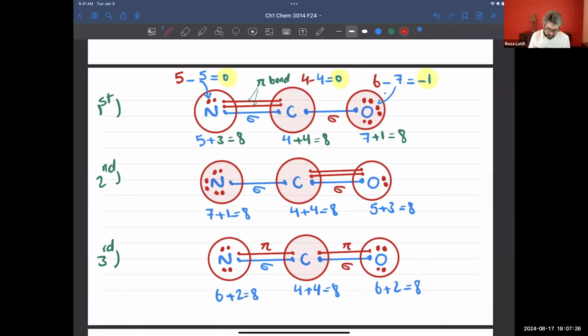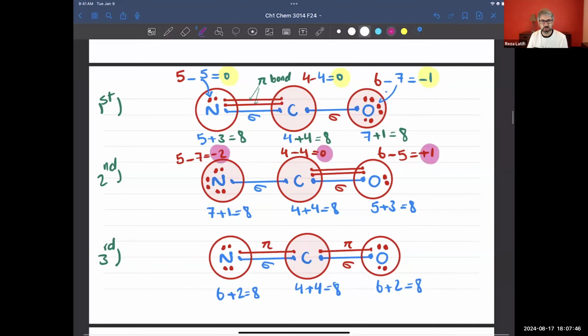If you repeat this for the rest of the structures, you will get nitrogen here. It will be 5 minus 7, which is -2. 4 minus 4 is 0. And for oxygen, a group 6 element minus 5 electrons around it, it will be +1. Let me highlight them: +1, 0, -2. If you add them, the answer is -1. It still is correct.